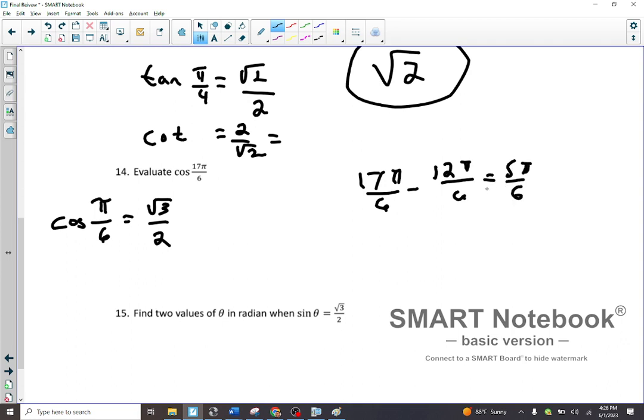If you convert that to degrees, that's 150 degrees, or quadrant 2. So that means this is going to be quadrant 2. Cosine's negative in quadrant 2. So negative root 3 over 2.